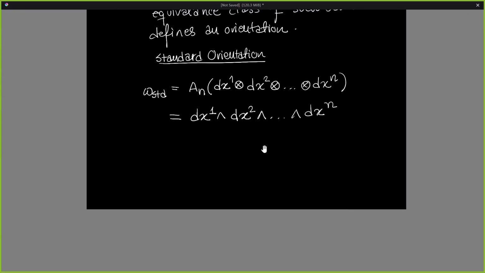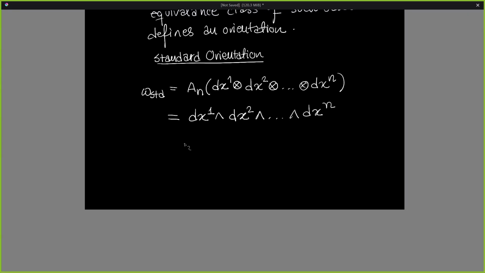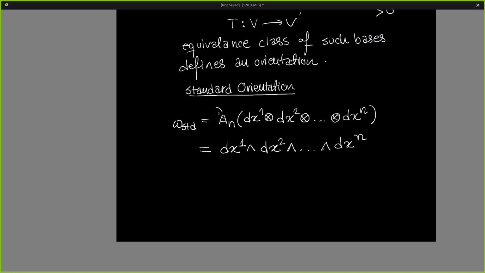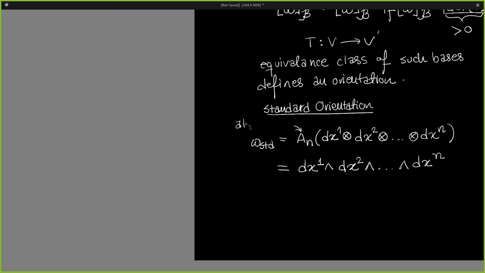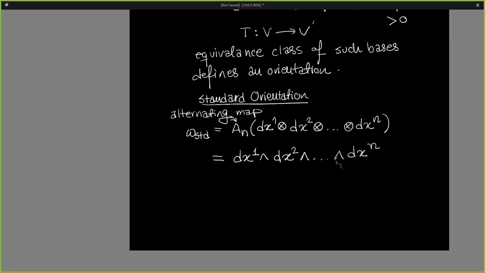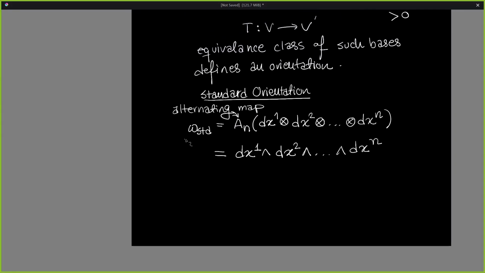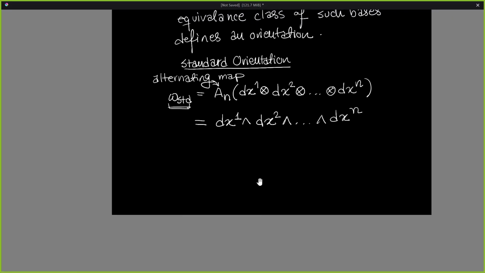Where this is the alternating map, which as we noted last time, is a map that takes the tensor product and projects out its alternating part, which ensures that this is in fact a k-form or a top degree form.